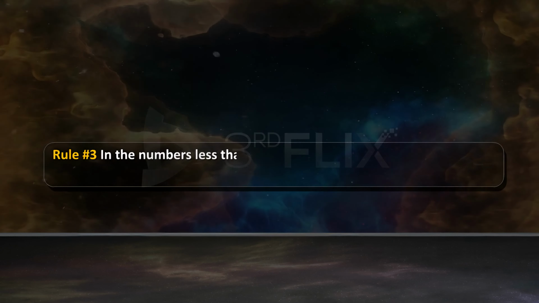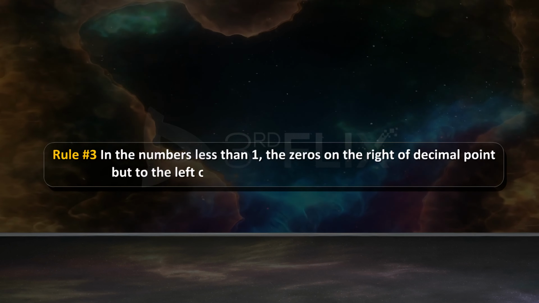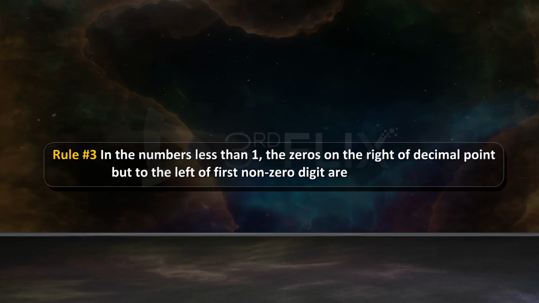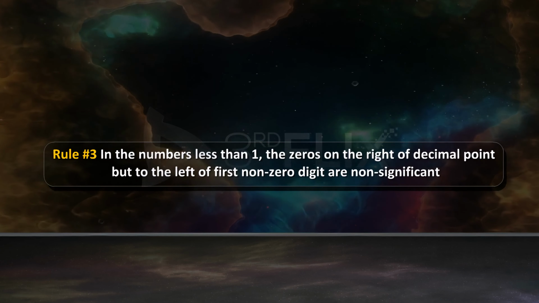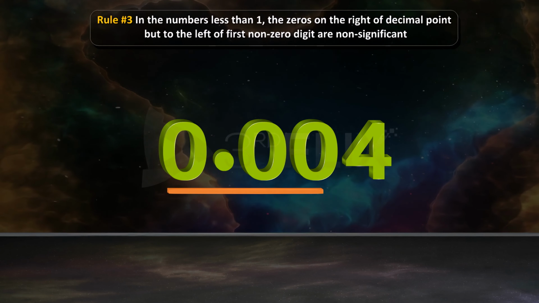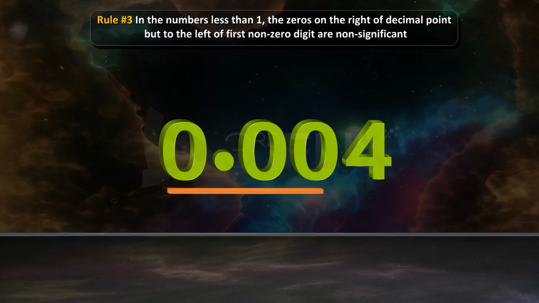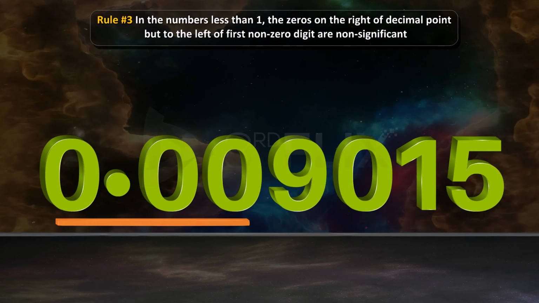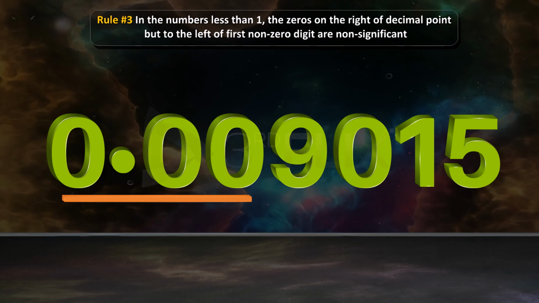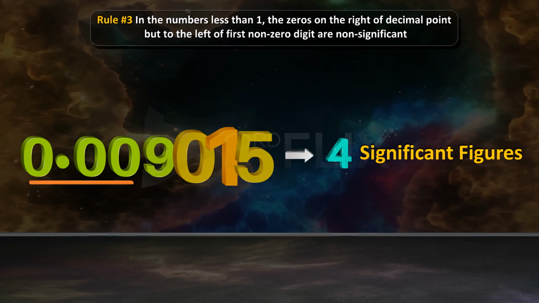In numbers less than 1, the zeros to the right of the decimal point but to the left of the first non-zero digit are non-significant. The underlined zeros in these values are non-significant. So, 0.004 has 1 and 0.009015 has 4 significant figures.